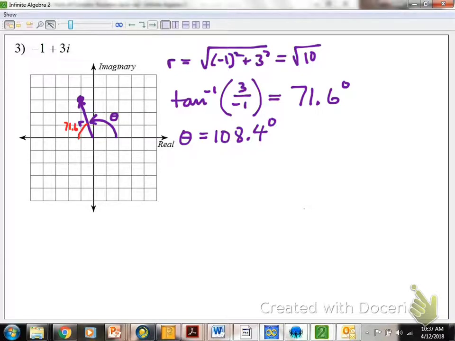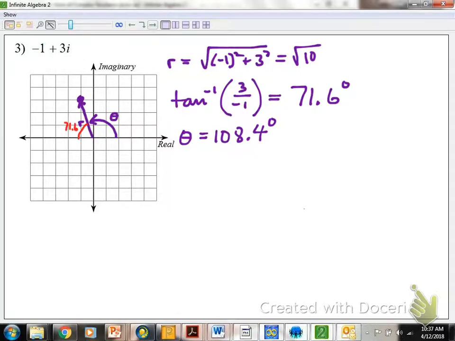So if we're talking about a force vector, the magnitude of this force vector is the square root of 10, whatever. Pounds or tons or grams. That's the force behind it. And then 71.6 degrees in the second quadrant is our heading.